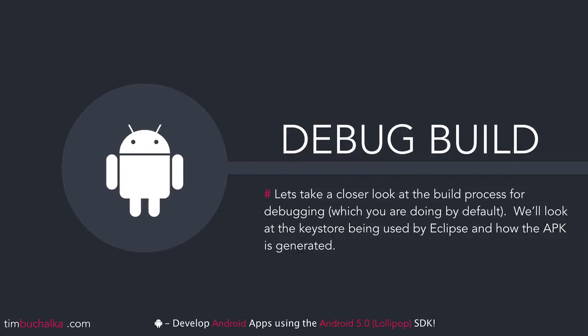Okay, let's go through a debug build. We're going to take a closer look at the build process for debugging, which we've been doing by default, but we're going to look more specifically at what Eclipse is doing. We're going to see how the file is generated and also have a look at the default setups that Eclipse has for key stores. So let's get into that.